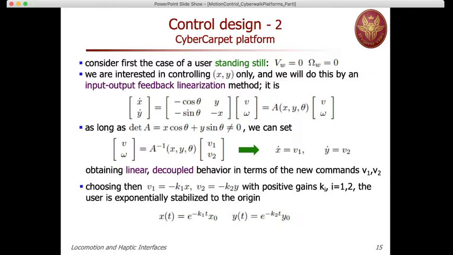But remember that this will affect the command that we're giving to the platform, and if we choose a very large k1, it means that we will give a large velocity to the user who is standing still, so typically he will lose balance, and we are violating some perceptual constraint. So k1 is positive but should not be taken too large. Same for y with k2. So we have this type of nice exponential convergence, so we are stabilizing the origin exponentially.